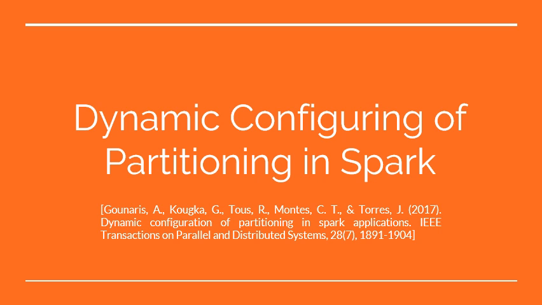In the work of Gounaris et al., they noticed that Spark does not always choose the best degree of partitioning, which leads to time or resource waste. They proposed two formal algorithms to dynamically define a degree of partitioning, taking into account both metrics.